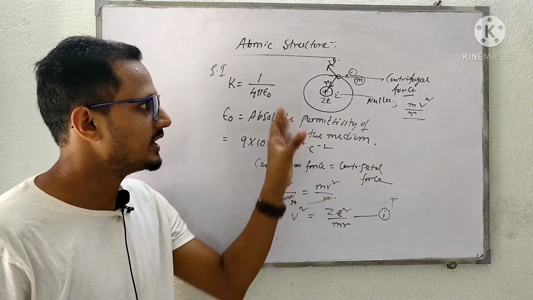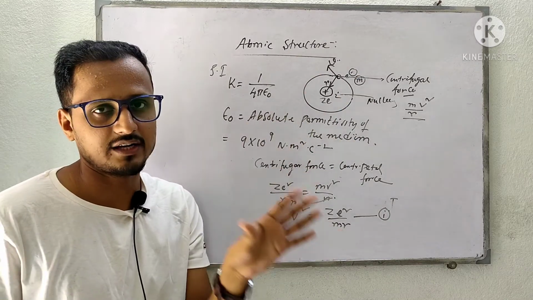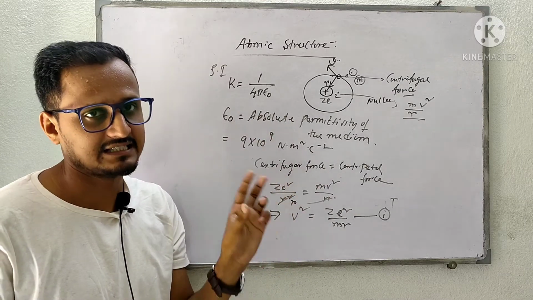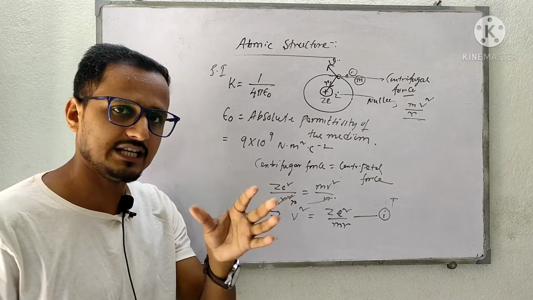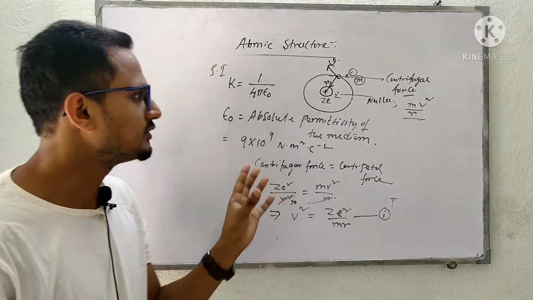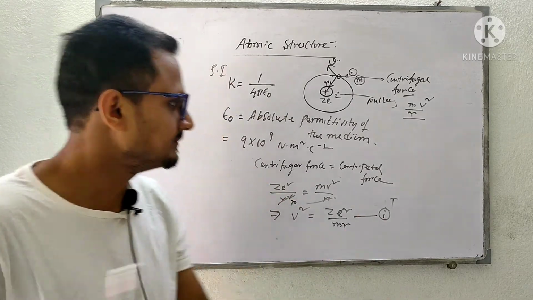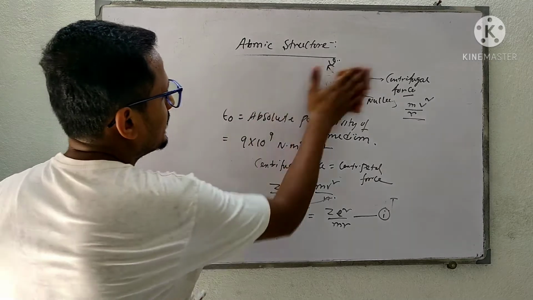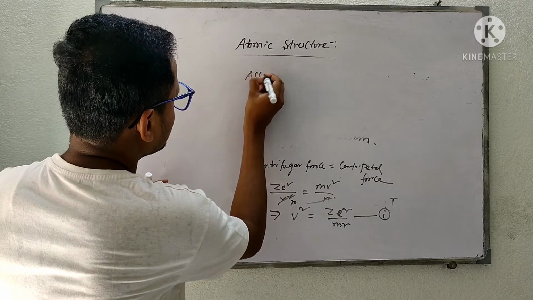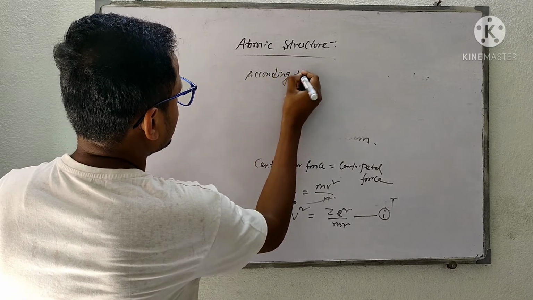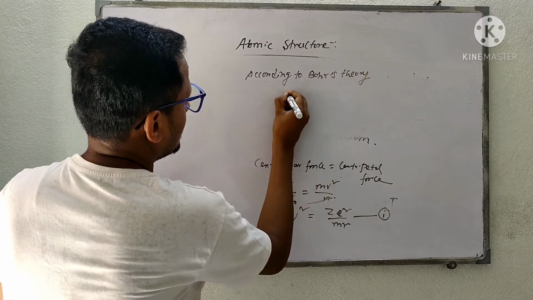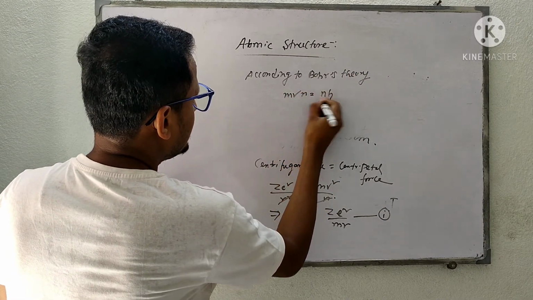Now we are going to calculate the radius of a Bohr orbit. That means Bohr's theory will be applicable here, and that is nothing but mvr equal nh by 2 pi. You already learned in the last class that mvr equals nh by 2 pi. So Bohr's theory will be applicable here. According to Bohr's theory, mvr equals nh by 2 pi.